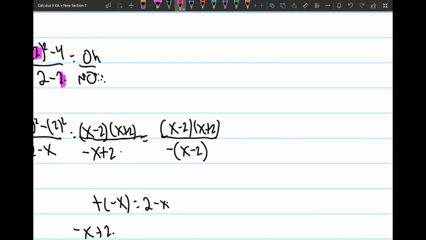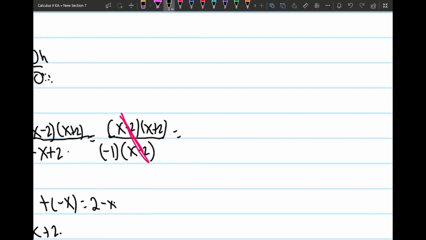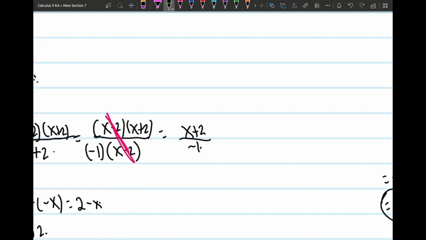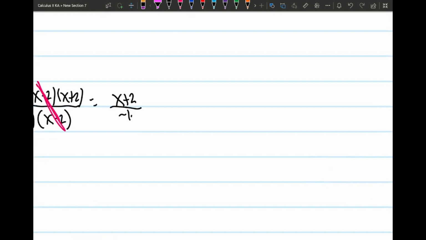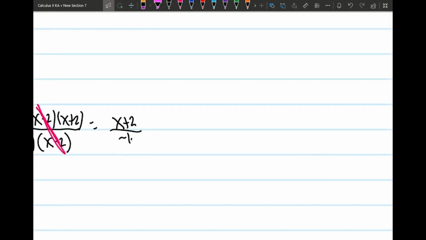Now we can cancel the x minus 2, because at the bottom there's really a negative 1 here. We cancel the x minus 2 out, but now we have x plus 2 all over negative 1. It's all being divided by negative 1. So this is x over negative 1 plus 2 over negative 1, which is negative x minus 2.